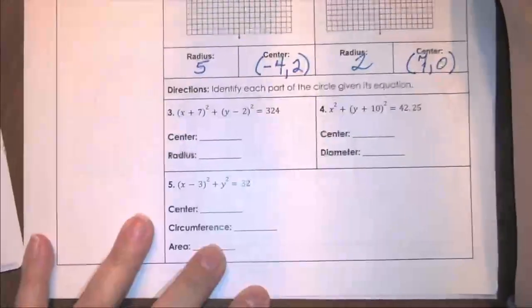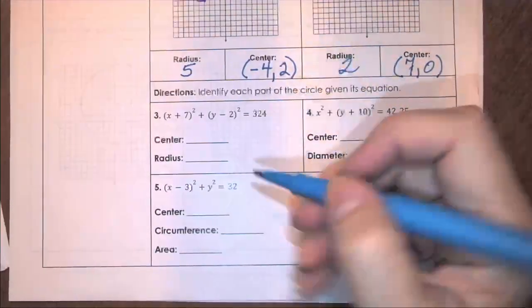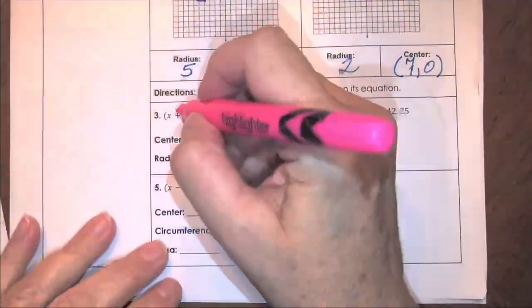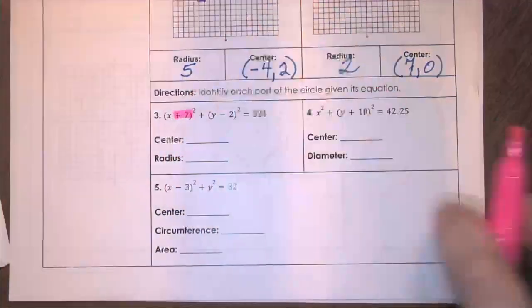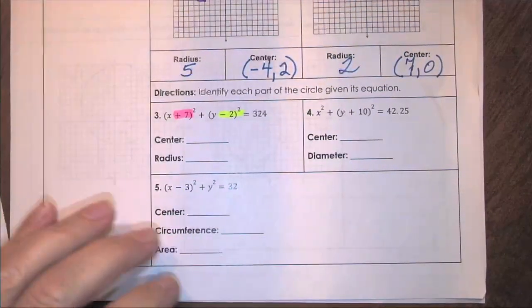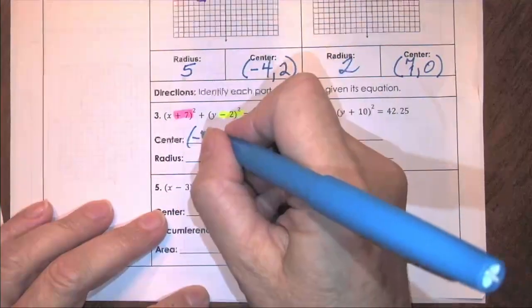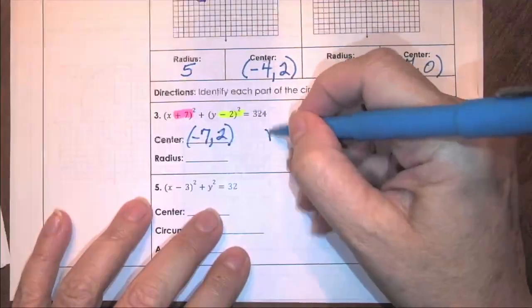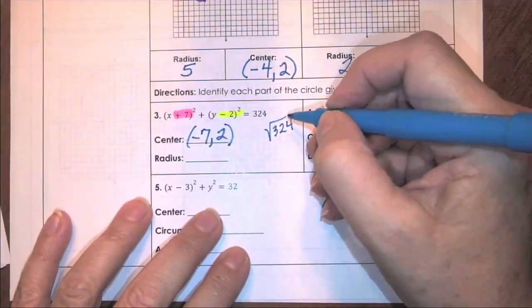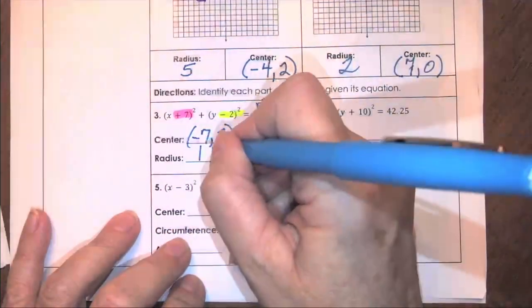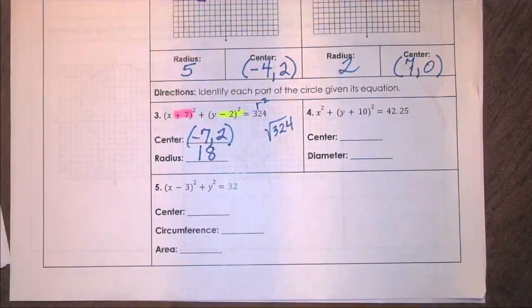All right, let's grab some information here. What's the center of this circle? Well, we've got a positive 7 and a negative 2. So the center is (negative 7, positive 2). And then we have r squared is 324. Take the square root of it, and the radius is 18.